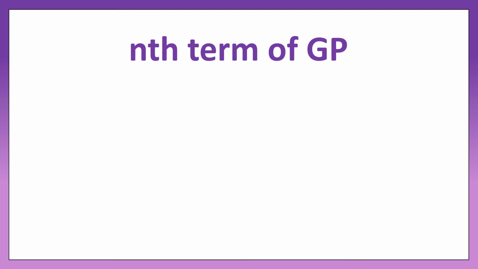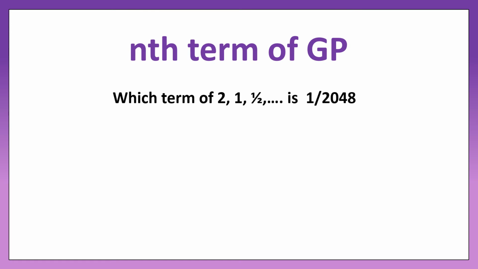And now we can try to solve a different type of question. Here the question is, which term of this series? The series is 2, 1, 1 by 2, and so on. Which term of this series is 1 by 2048? So what are we asked to find? A is given as 2. R is 1 divided by 2, that is 1 by 2 or 0.5. And Tn, or the nth term, is 1 divided by 2048. So n is unknown. We have to find the value of n.